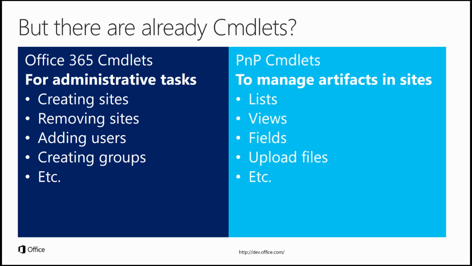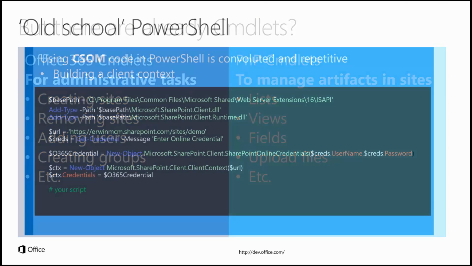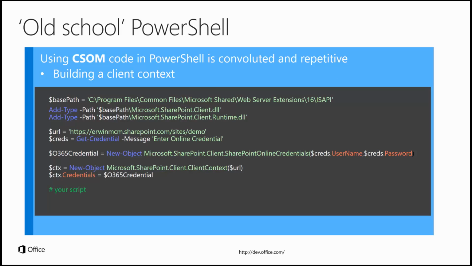In order to convince you why it is good to use the PnP commandlets, I want to show you two code snippets. First what I call the old school way of doing it in PowerShell, and then I'll show you the new school way of doing it. If you look at this snippet, what you see is that I am loading two assemblies, the client DLL and the client runtime DLL. Then I specify the URL of the site I want to connect to, and then I ask for credentials, username and password. Then I have to convert those credentials, in a somewhat difficult to read way, to something called a SharePoint Online credential. That has to do with the way SharePoint Online authenticates you.